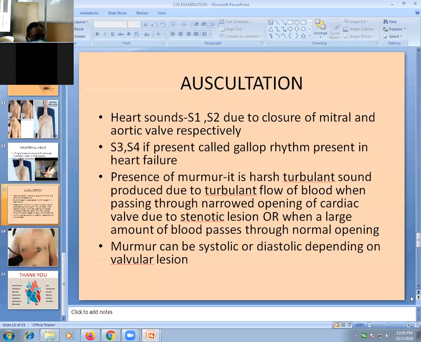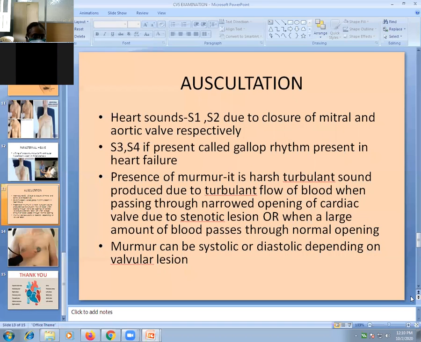That is called murmur. So murmur can be systolic or diastolic, meaning whether turbulence is produced in the systolic phase or in the diastolic phase, and that again depends on the type of valvular lesion, whether it is a stenotic lesion or a regurgitation. We will discuss it in detail in theory lectures, while discussing rheumatic heart diseases and ischemic heart diseases.